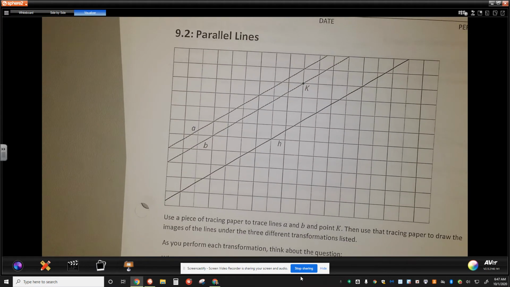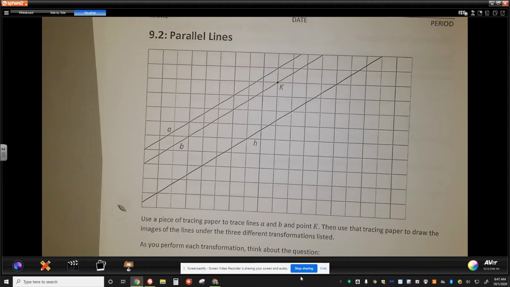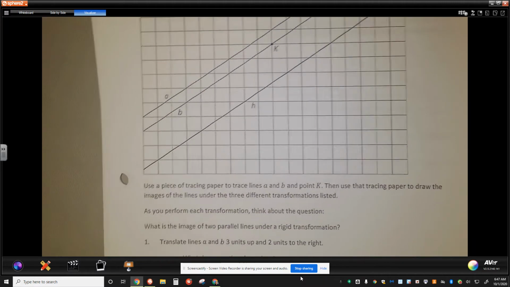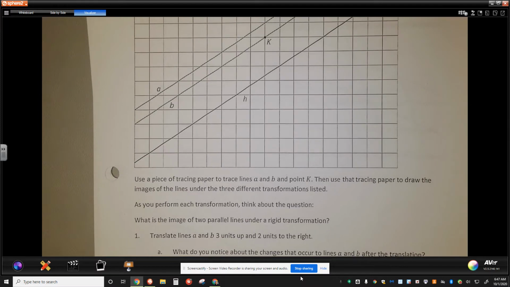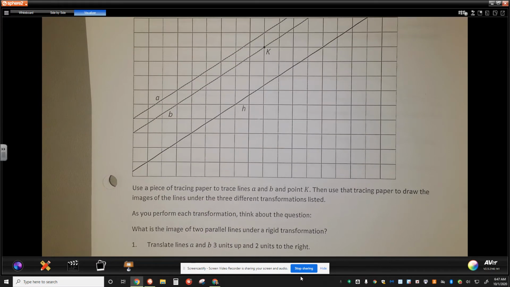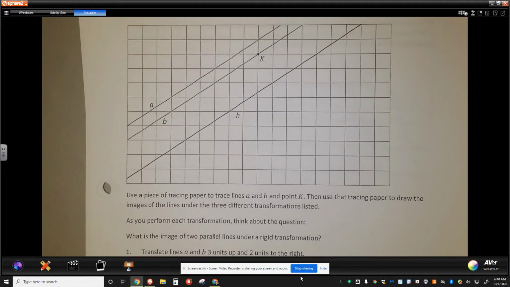Moving on to the next piece, we're going to talk about now parallel lines. When I take parallel lines and I use parallel lines, we're going to see some effects that happen here. So we're going to use a piece of tracing paper again. If you don't have any tracing paper with you right now, please pause the video and go and find a blank sheet of paper that you can use for tracing purposes.